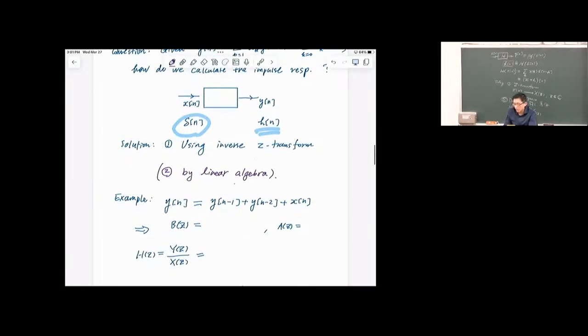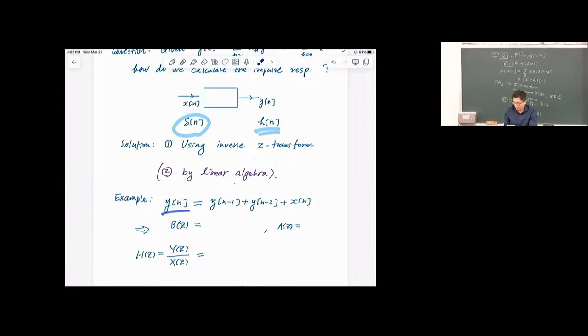Okay? So the example I'm going to use today is this simple equation, a second order difference equation because we look to two samples in the past. Each current sample depends on the past two samples plus the input. Is that simple? Right?